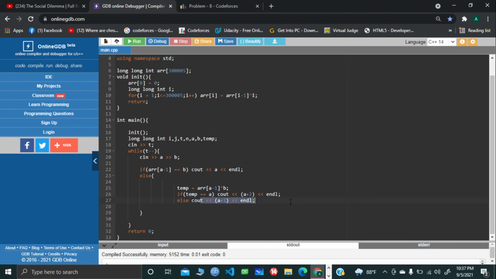Because if I include this temp in my array, that would just violate the rule of the first condition. That's why we need to add an extra random value and then do the XOR. From that XOR we will get to know what extra value we need to put in order to make b, just for this case. And if that XOR is not equal to A, then we know that the answer would be A plus 1.